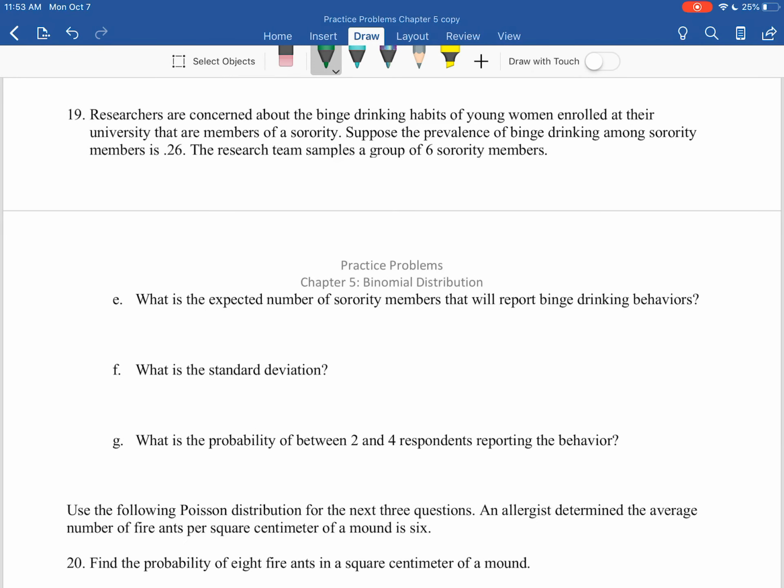And then moving on, like I said, all these ones are doing the same thing as far as the very first part. What is the expected number here? So we're going to take 6 as our n times 0.26, which is our mean, 1.56. Standard deviation is going to be 6 times 0.26 times the value of q, 0.74, square root of that, and you get 1.0744.